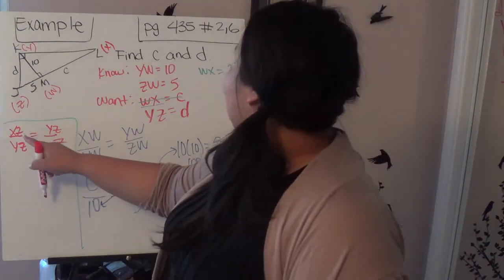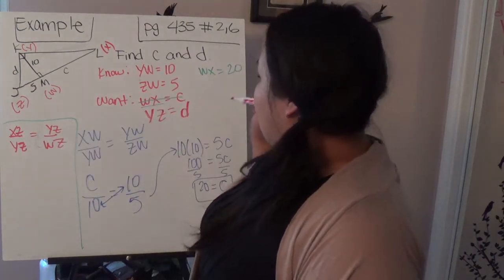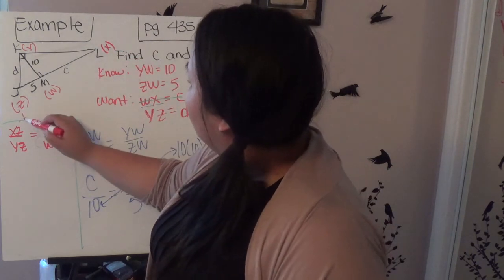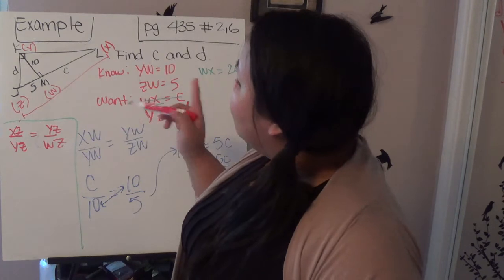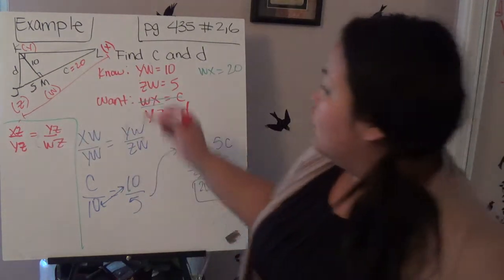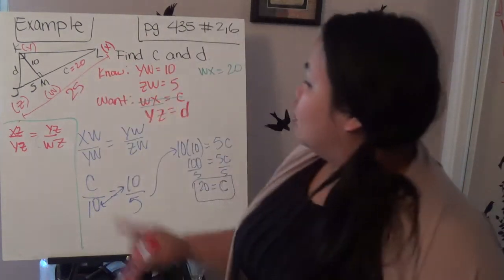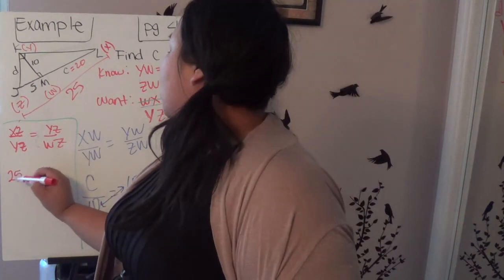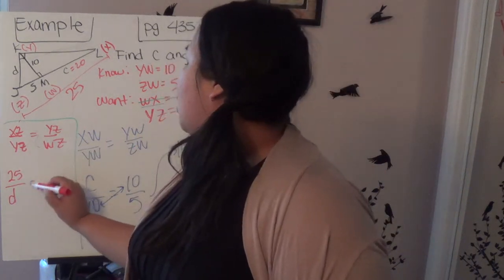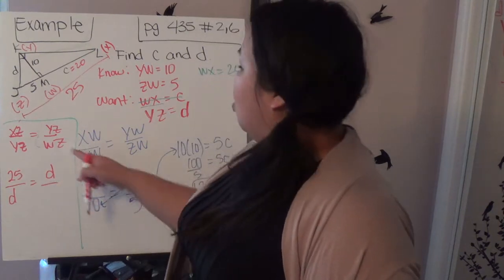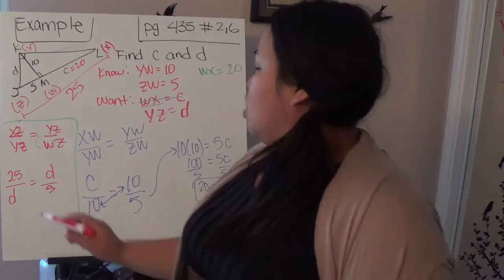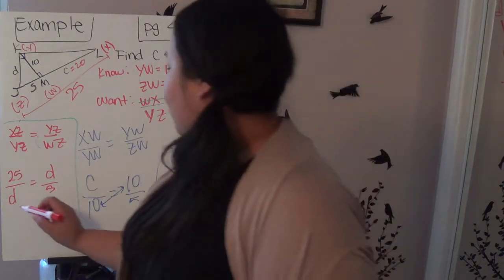So I know what XZ is, right? XZ is this right here. I don't necessarily know what that is yet, but I know that C equals 20, so the whole thing added up together is 25. So XZ is 25, over YZ, which is D, equals D over WZ, which is 5.